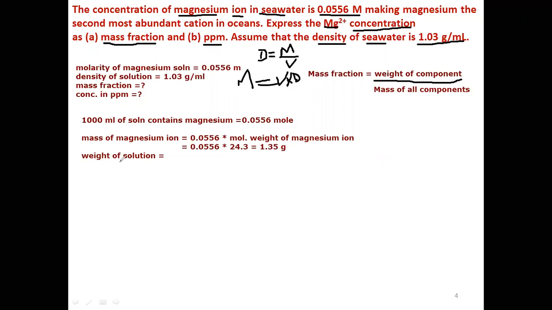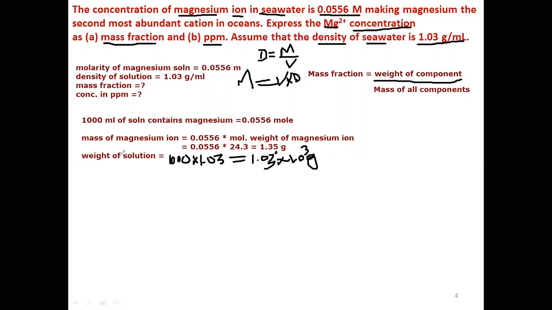Now from this volume of solution, we have to calculate weight. Volume is 1000 ml and density is 1.03. So we can write it as 1.03 into 10 raised to the power 3 grams. So that is the weight of solution, 1.03 into 10 raised to the power 3 gram.